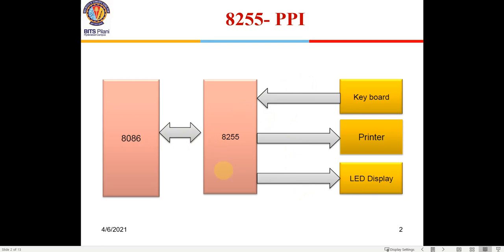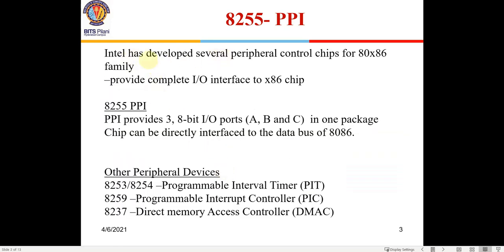This is again developed by Intel. The 8255 provides 3 8-bit input output ports in one package, in one chip. There are other peripheral devices also provided by Intel, like 8253, 8254, the programmable interval timers, 8259 programmable interrupt controller, and 8237 direct memory access controller. These we will take up in subsequent classes. Today we will focus on 8255.